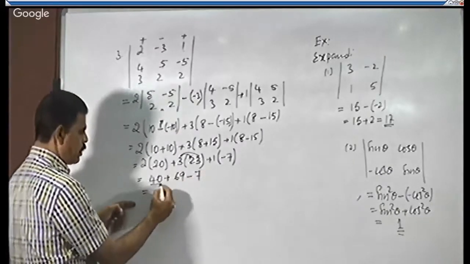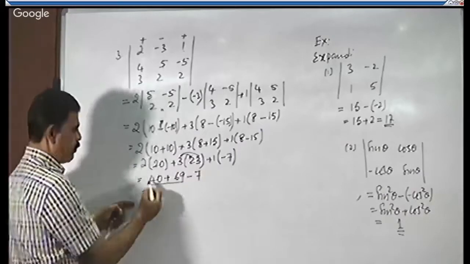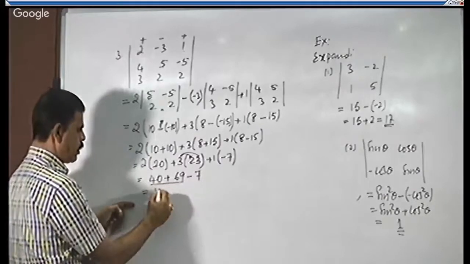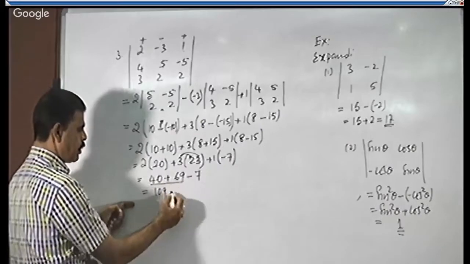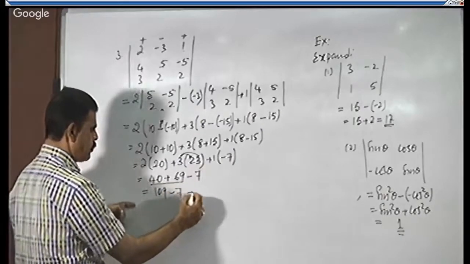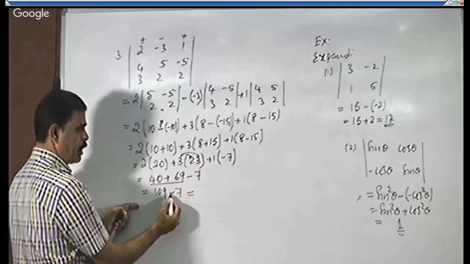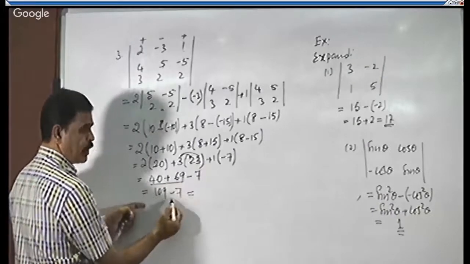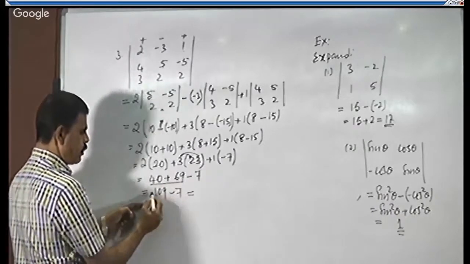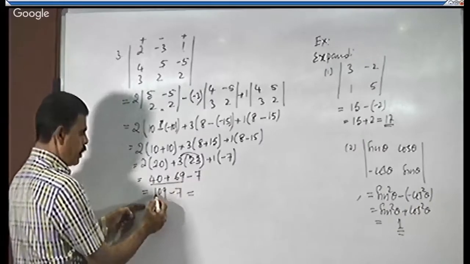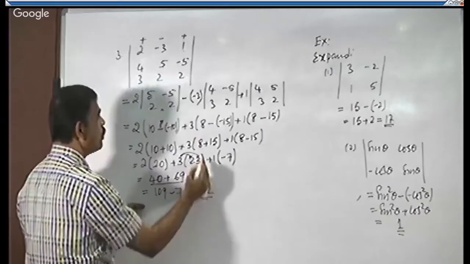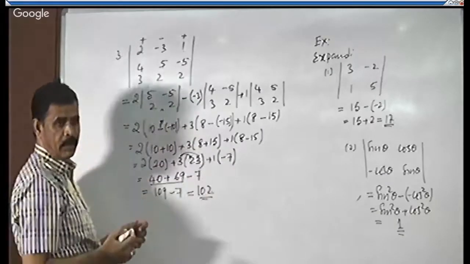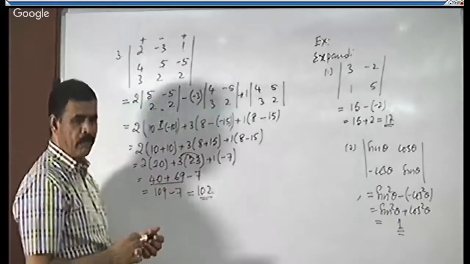Then take all the positive numbers, add them. 40 plus 69 is 109. 60, 40, 100 and plus 9, 109, minus 7, which is equal to 109 minus 7. We have to go for subtraction because of opposite sign. One is plus, other one is minus. 109 minus 7 is 102. This is the value of the given determinant. This is the procedure we need.